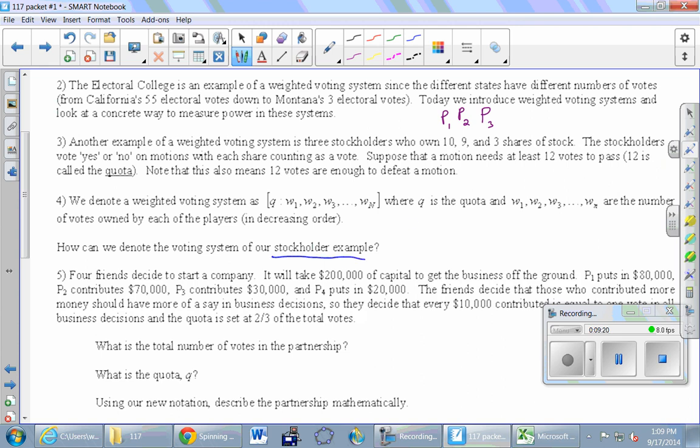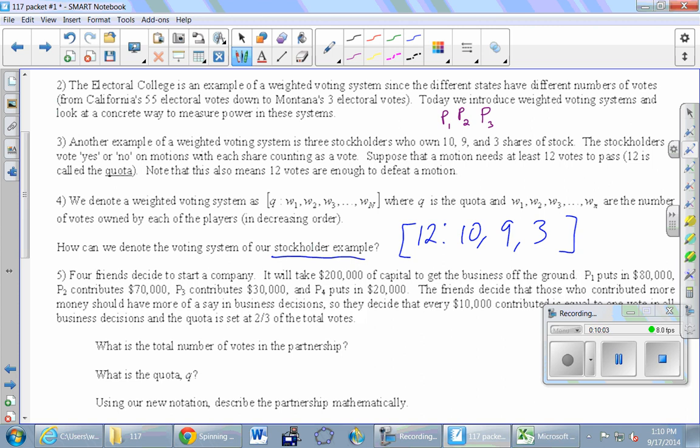And our stockholder example, here's how the notation always goes. It's square brackets, it's a single number followed by a colon, and then we'll list some other stuff. The single number in the front is Q, the quota. What's the quota in the stockholder example? 12. 12 goes right there. And then you list the number of votes that each player has in decreasing order. Strongest player has how many? 10. And then we separate these guys by commas. Then 9, then 3. And that is a very compact way to represent the stockholder weighted voting system, okay?